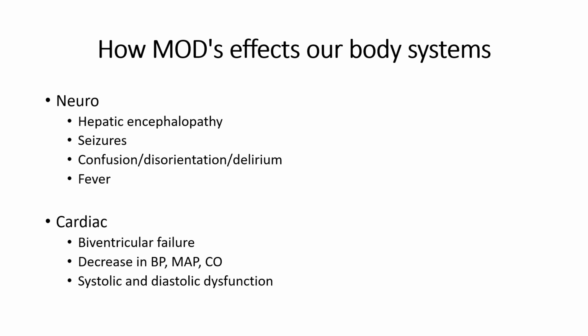Cardiac, we could end up with a biventricular failure, huge decreases in blood pressure, MAP, mean arterial pressure, cardiac output, a systolic and diastolic dysfunction. We talked all about that with cardiogenic shock.